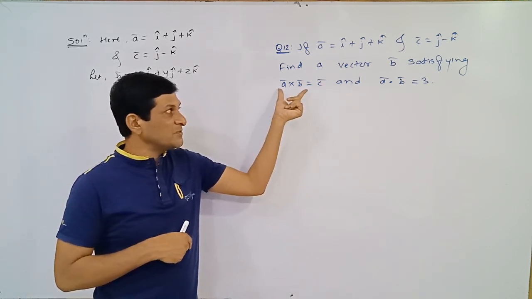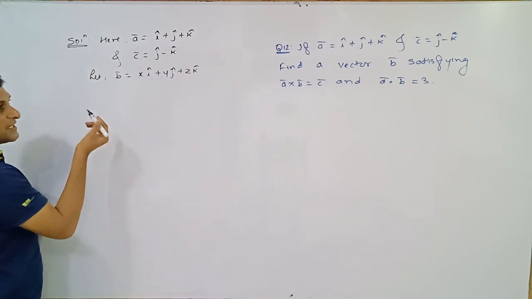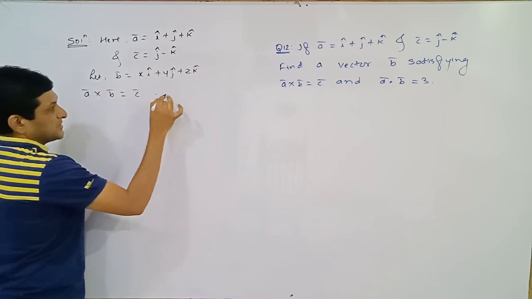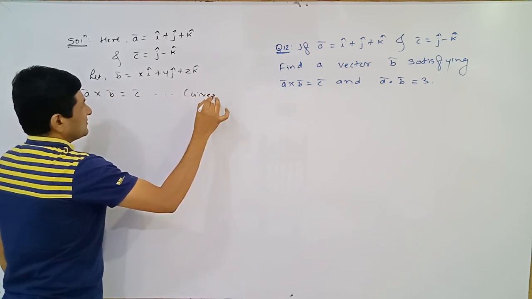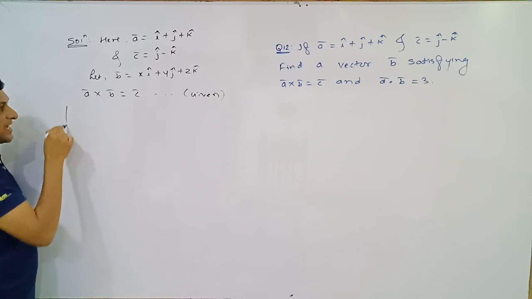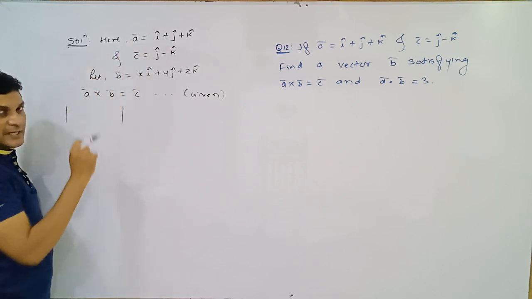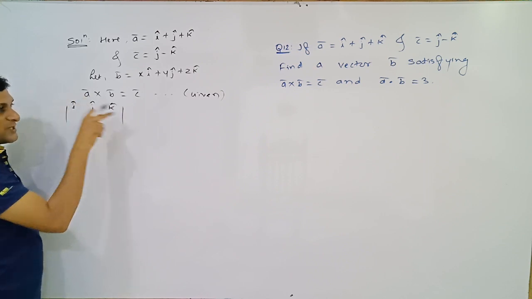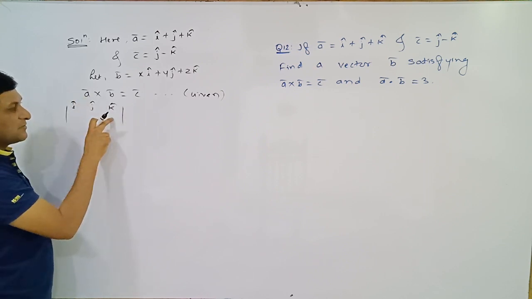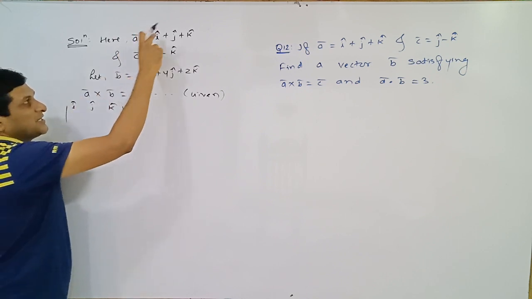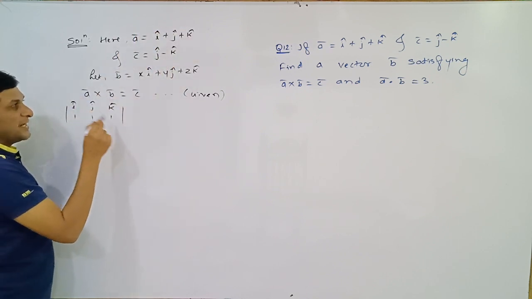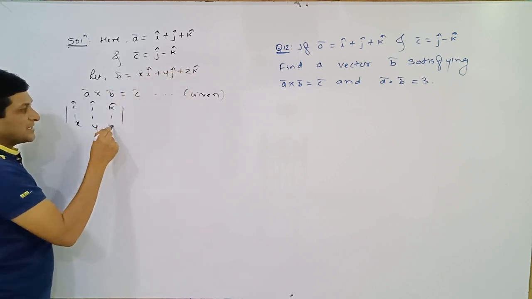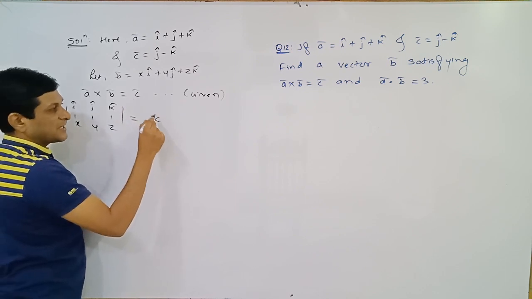So first we are using the first given condition. What is the first given condition? A bar cross B bar is equal to C bar. This is the given condition. Well, on the left hand side we are finding the cross product. As the vectors are in Cartesian form, find the cross product using a determinant. The elements of the first row are the basic vectors i, j, k. In the second row, write down the coefficients from A bar, that is 1, 1, 1. Then write down the coefficients from B bar, that is x, y, z. On the right hand side, C bar, keep it as it is.